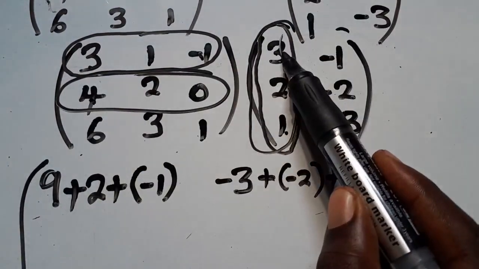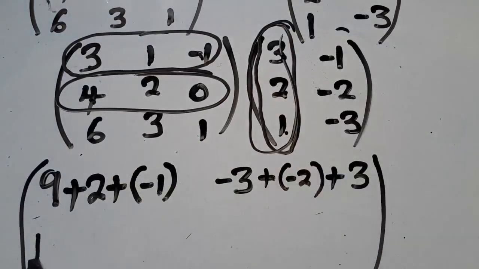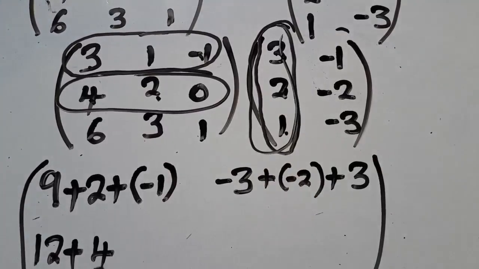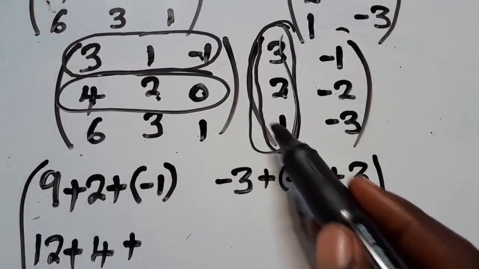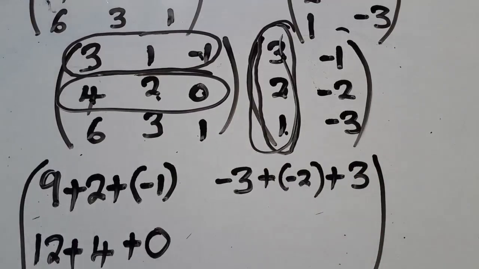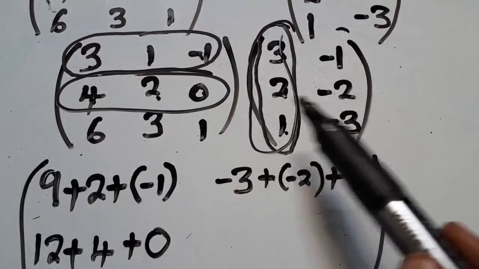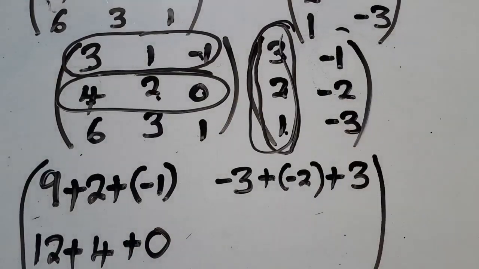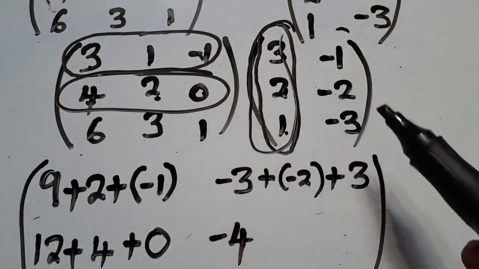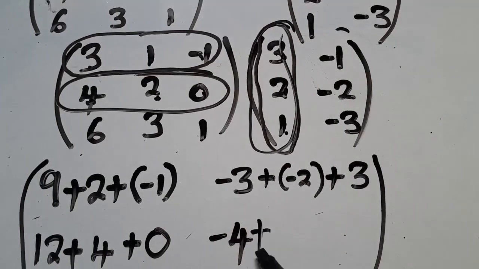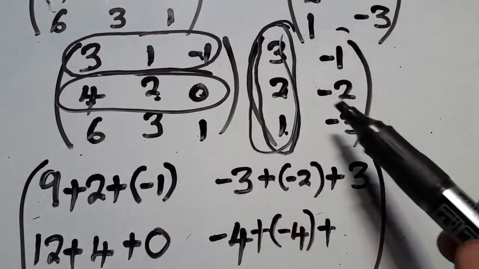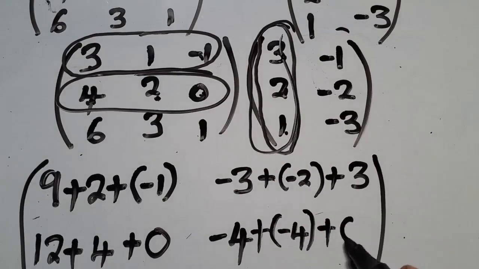4 times 3, 12. Plus 2 times 2, 4. Plus 0 times 1, 0. This same one against that one which is there. 4 times -1, -4. 2 times negative 2, that's negative 4. So plus negative 4 plus 0 times 3, that's a 0.